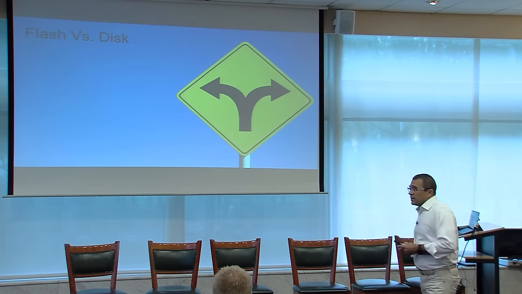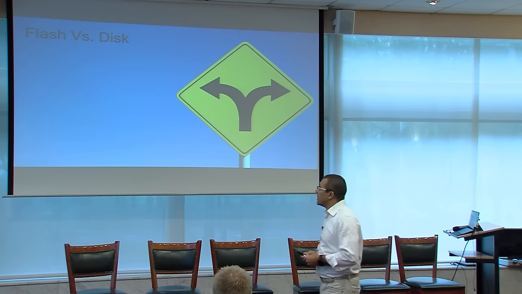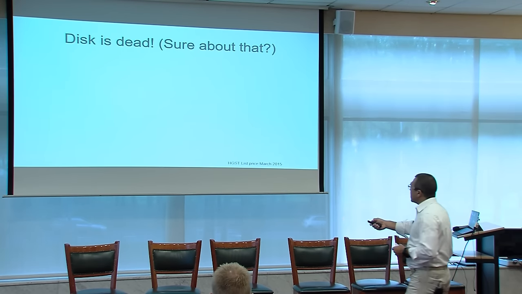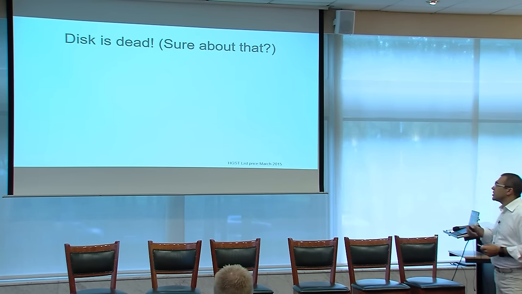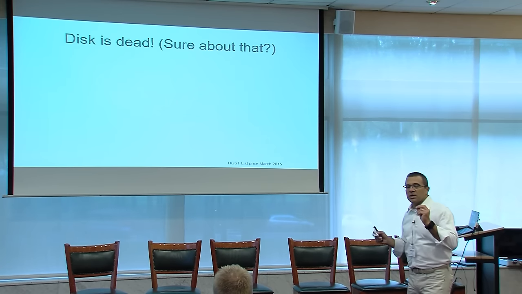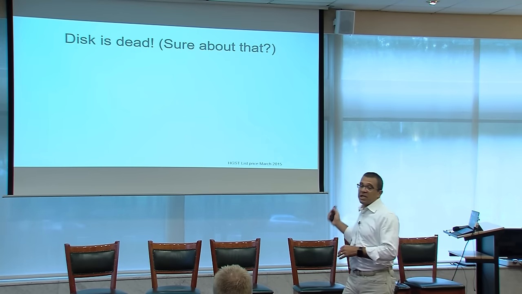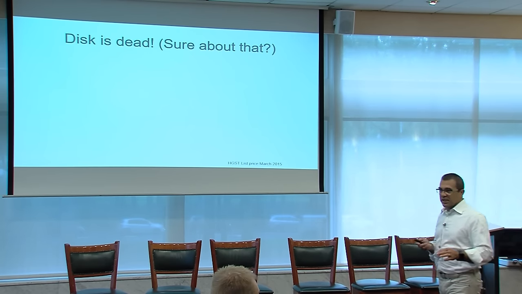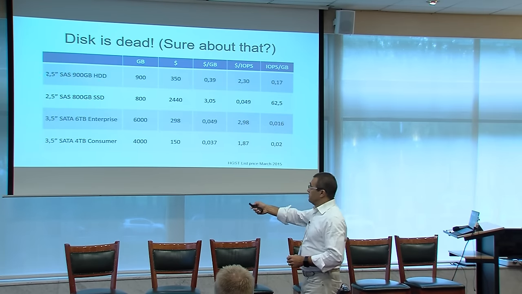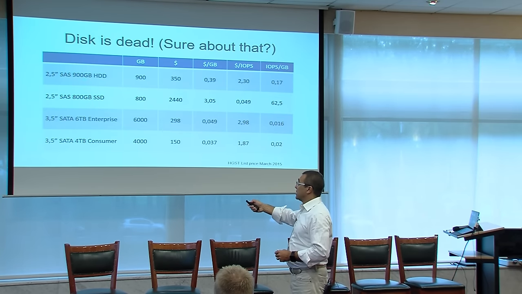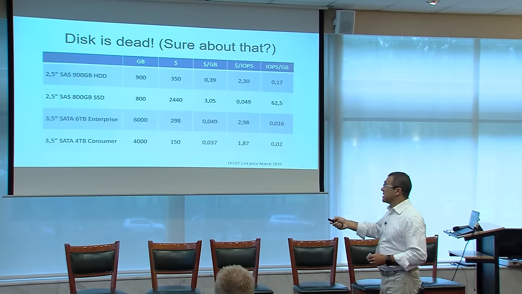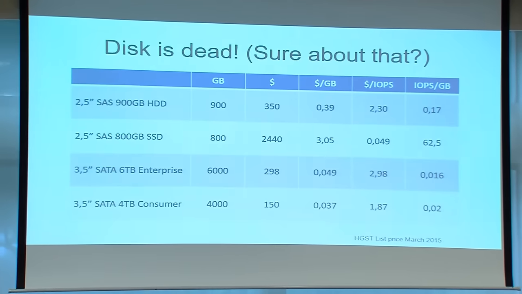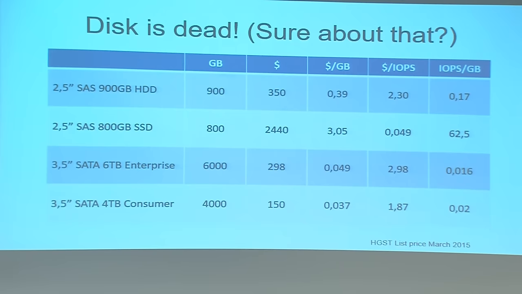So the problem today is flash versus disk. Yes, I have this slide. I did this very little research in March 2015. I got HGST prices because I have a friend at HGST and he gave me all the prices, not because one vendor is better than the other. And I got a 2.5 inch SAS drive with SSDs, 900 gigabytes, a 6 terabyte SATA drive and a 4 terabyte consumer SATA drive.